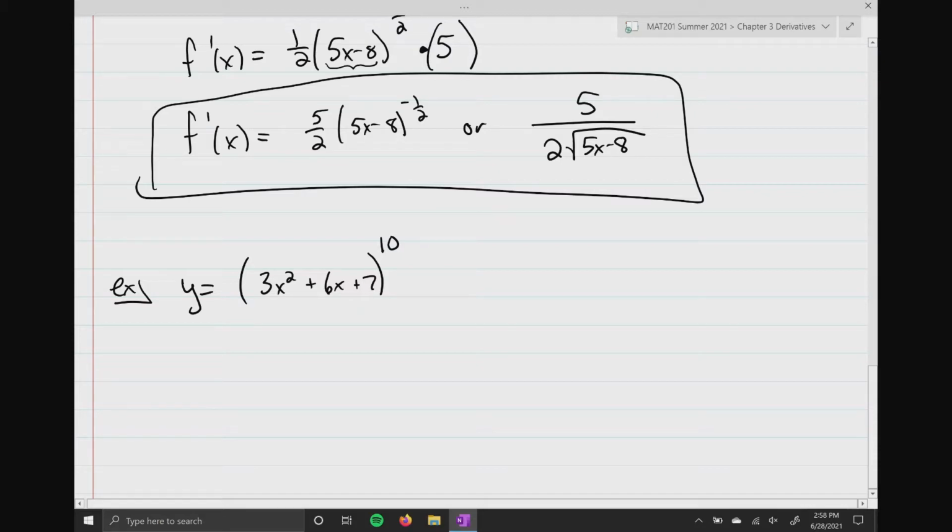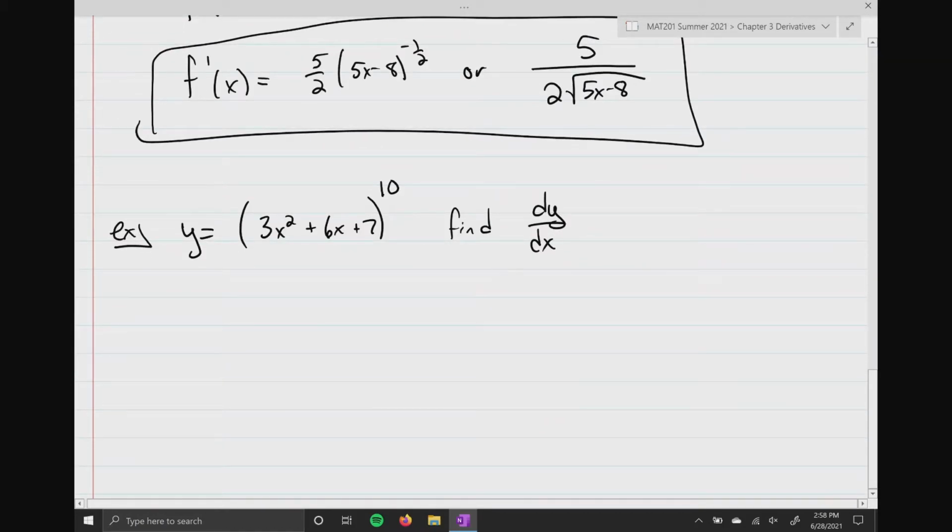Now, in this situation, I'm going to try to use Leibniz's notation. So our goal, or the directions, would be to find dy dx, or the derivative. So watch what I do here. I'm going to let u equal a function of x. In this case, I'm going to let it equal 3x squared plus 6x plus 7. So in other words, I'm going to let y equal u to the 10th power.